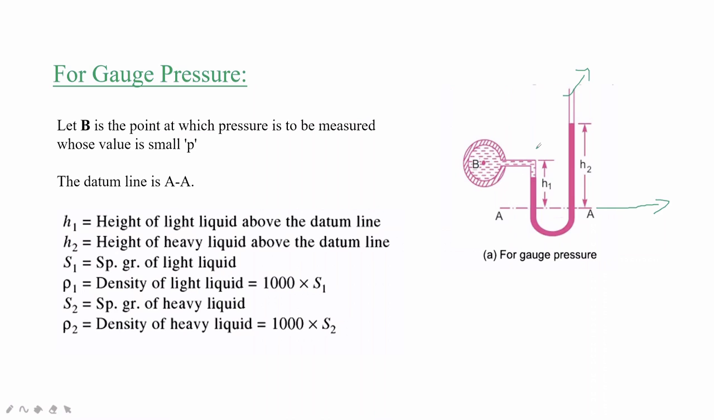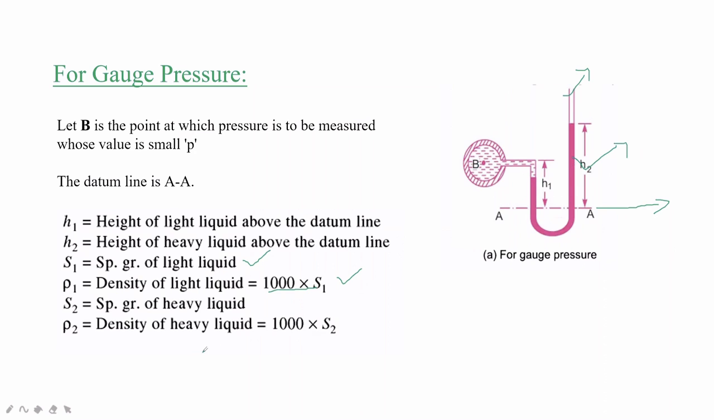So we have to define two types of properties. S1 is the specific gravity of the light liquid. Since S1 is the specific gravity of the light liquid, we will keep rho 1 as the density of the liquid. So what is the formula? 1000 into S1. So we will get it directly. Now S2 is the specific gravity for this heavy liquid.